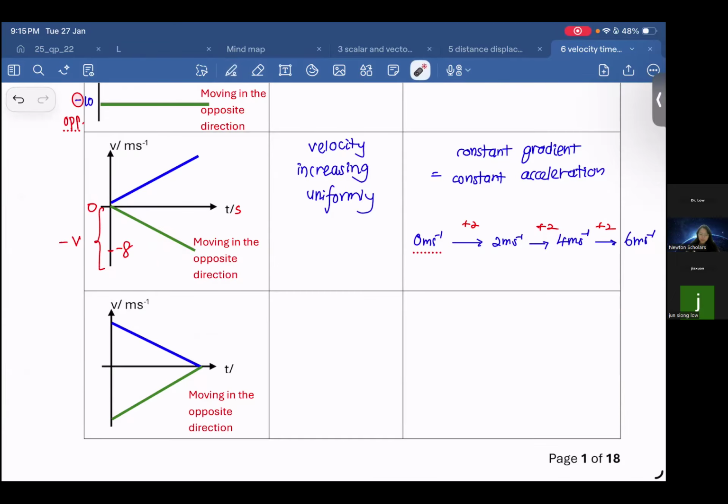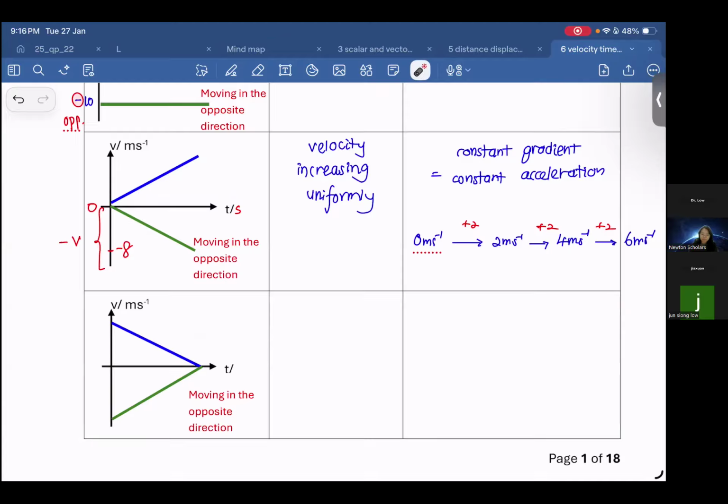A common mistake is that students will think that from 0 to negative 8 the velocity becomes smaller. But no, the negative is just showing you direction. Actually, the magnitude goes from 0 to 8. You are increasing the speed. Okay? So we look at the last graph here for page number 1.